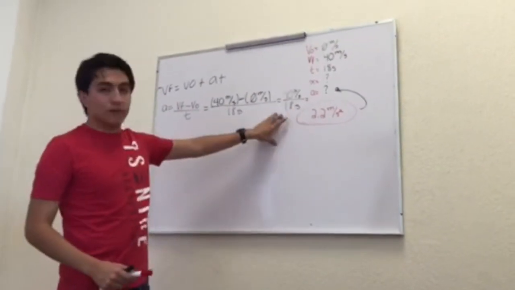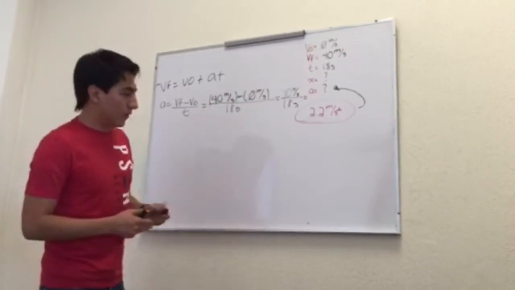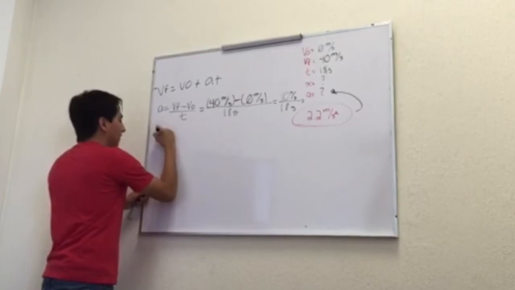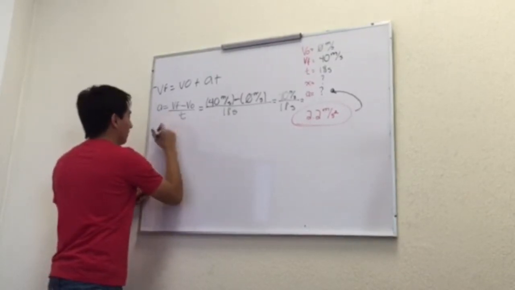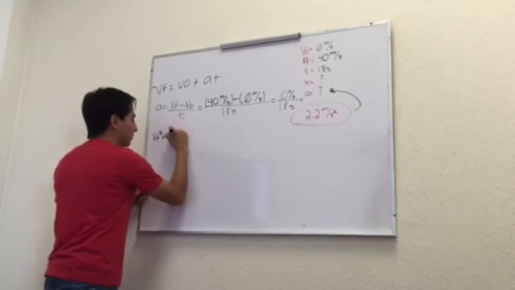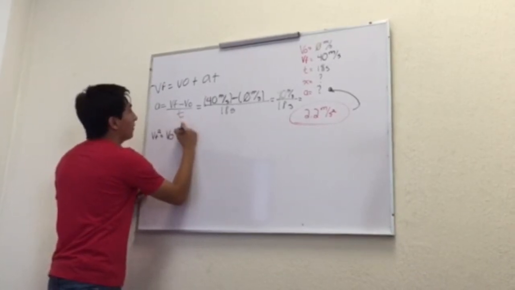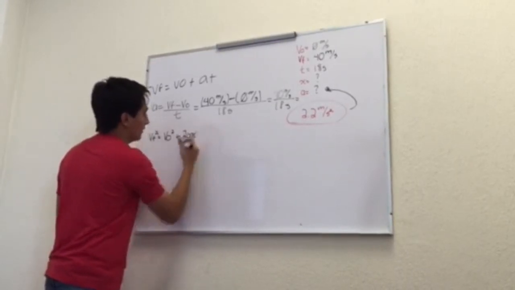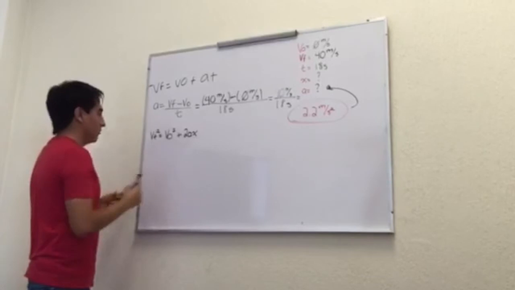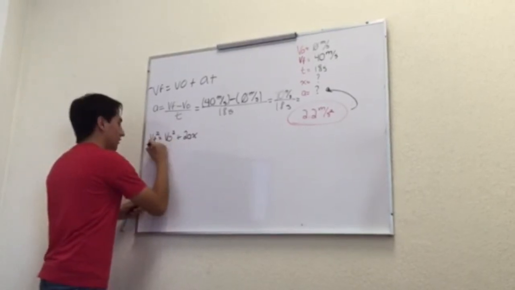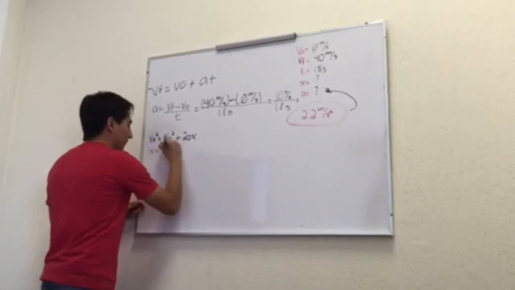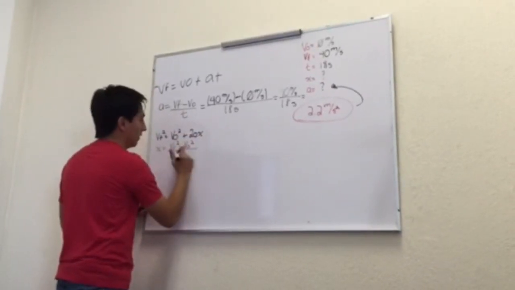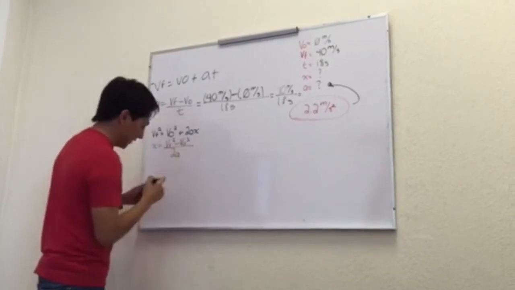Okay, we have the acceleration now, but we don't have the distance. So we are going to use the second formula, that is final velocity squared is equal to initial velocity squared plus 2ax, where x is the distance. To get the distance, we are going to use this formula: x is equal to final velocity squared minus initial velocity squared over 2a, that is acceleration.